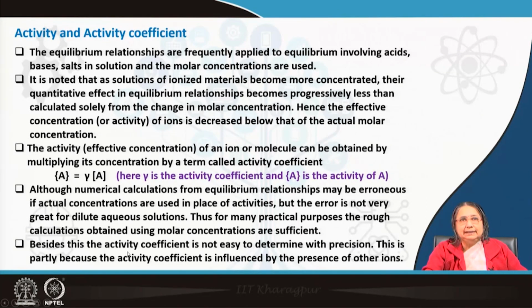Besides this, to determine the activity coefficient is not a very easy task. We cannot determine it with precision. This is partly because the activity coefficient is influenced by the presence of other ions. That means, for practical purpose, we use the concentration term and we ignore this activity coefficient. One reason is that it is very difficult to determine. Another thing is that for practical purpose, it is sufficient to use the concentration. We do not always have to use the activity term.